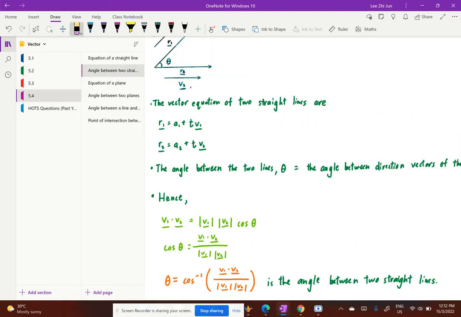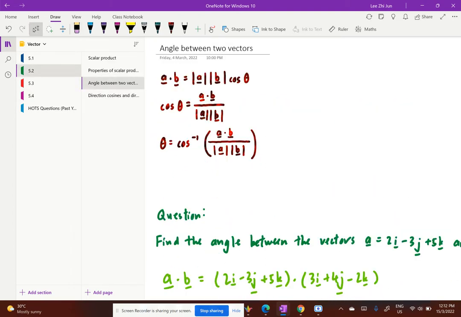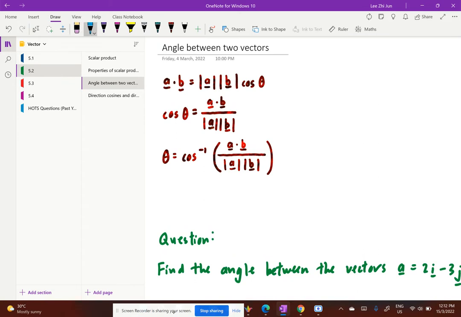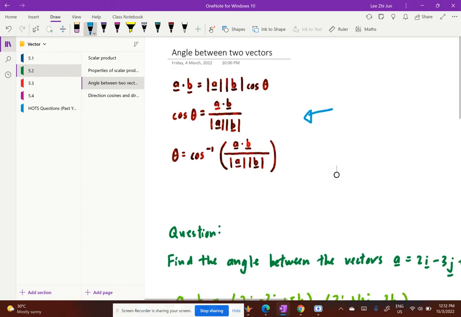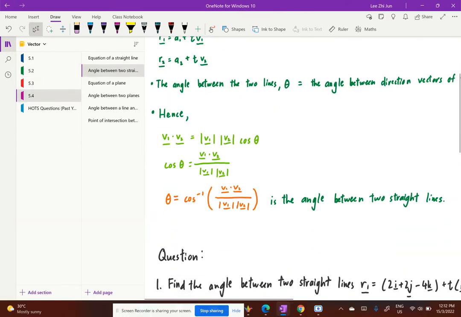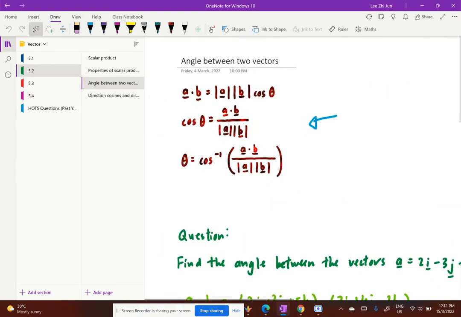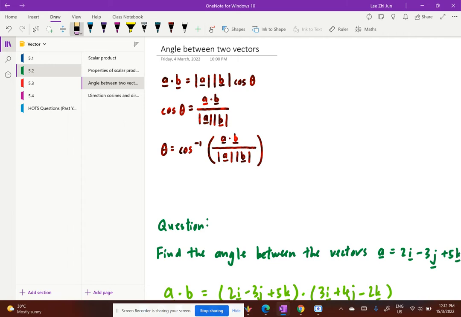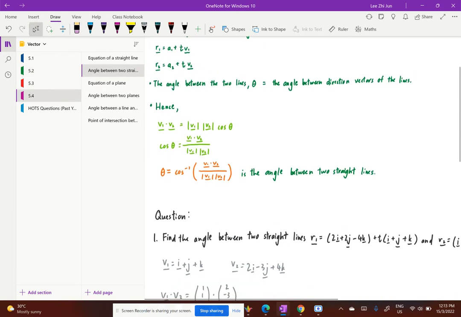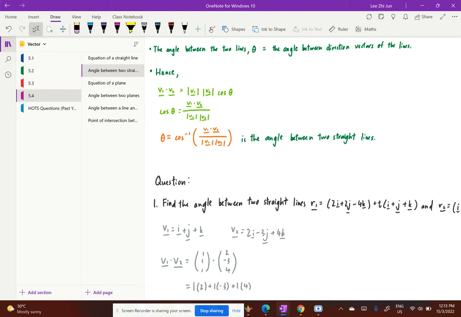So let's go back. We substitute into the angle between two vectors. We take these as v1 and v2, so we can get theta equals arccos of v1 dot v2 divided by the magnitude of v1 times the magnitude of v2. So let's go to the question. It's simple. You just use back how chapter 5.2 asks, and how 5.4 asks is similar. Just ask for the theta or the acute angle.